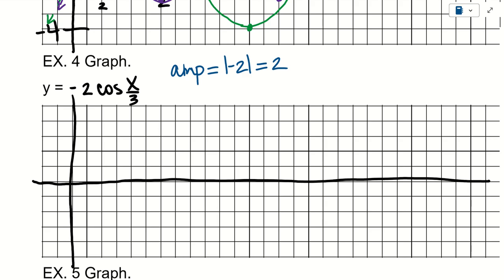So far we haven't had any shifting or reflections. Okay, my period is going to be 2 pi, in this case, divided by 1/3. So x is being divided by 3, so that's 1/3. So really this is 2 pi times 3 over 1, which is going to be 6 pi. So this graph will repeat every 6 pi spaces.